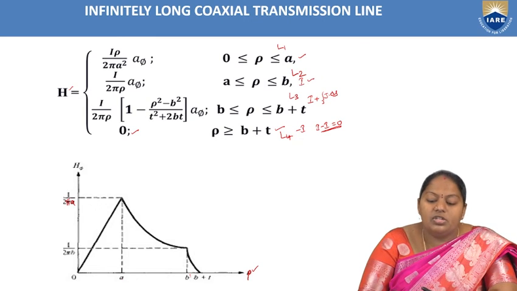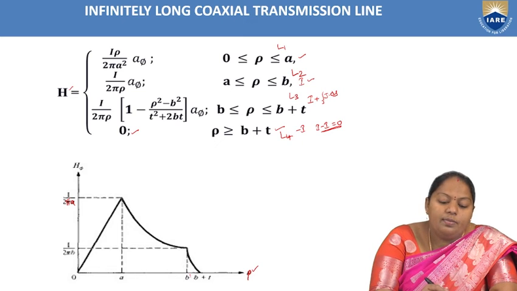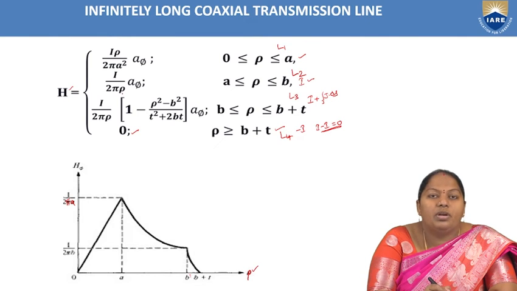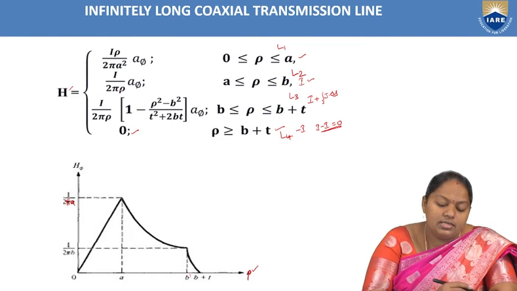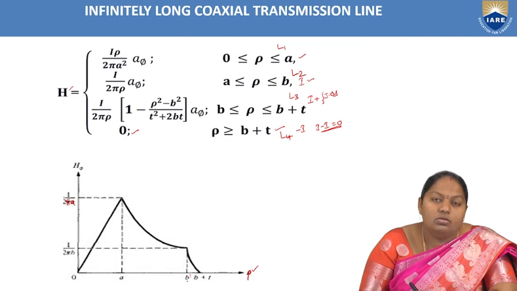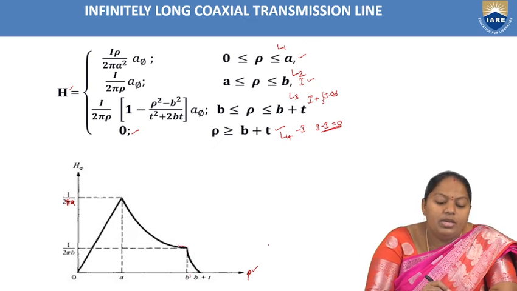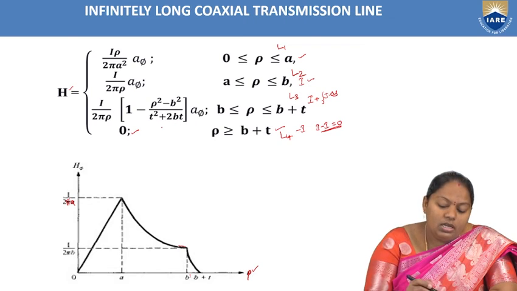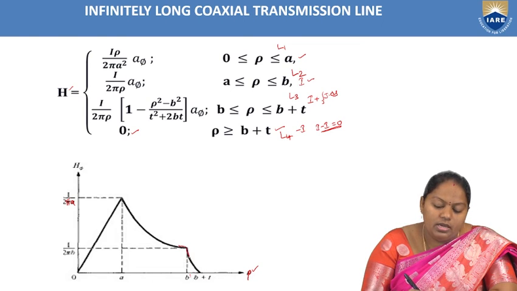Now if you observe the second condition, a to b, that is I by 2 pi rho into a_phi, the relation between the H component and rho is inversely proportional. Hence it is a decaying curve, inversely proportional from a to b. This is the curve which we have got. Next, from b to b plus t, the component is given by H equal to I by 2 pi rho into 1 minus (rho square minus b square) by (t square plus 2bt). So it is parabolically curved.